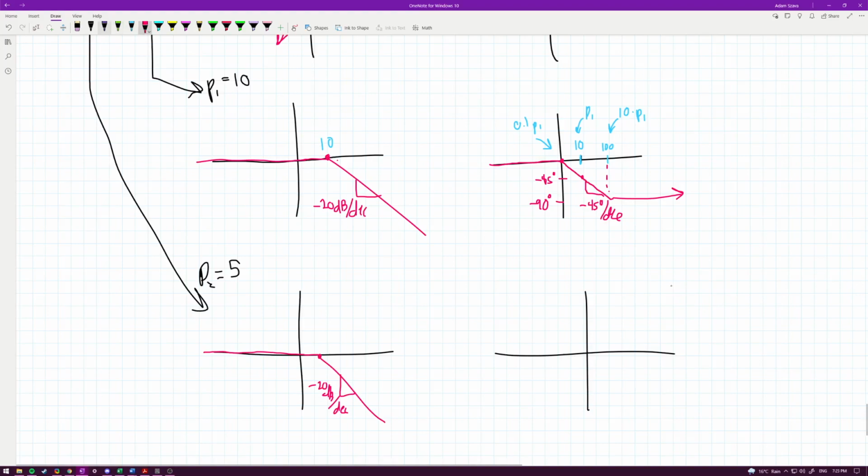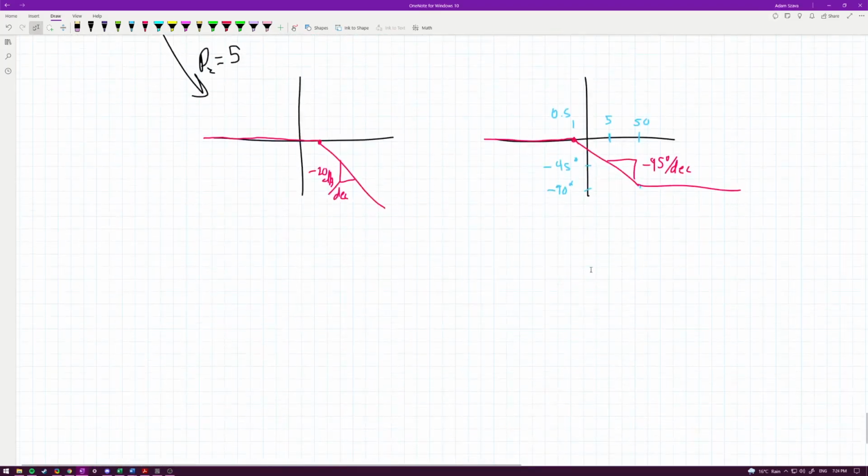Good. Magnitude's done. Then again here we go until 0.5, which is approximately there. Right? So that's 0.5. And then we go negative 45 degrees per decade at 5. So it's like here. We should have negative 45 degrees. And then at 50, let's just say it's right here. We should have negative 90 degrees. Okay. And so the slope is negative 45 degrees per decade. Okay, and then we add all the plots together. I'll do that on actual plot paper.